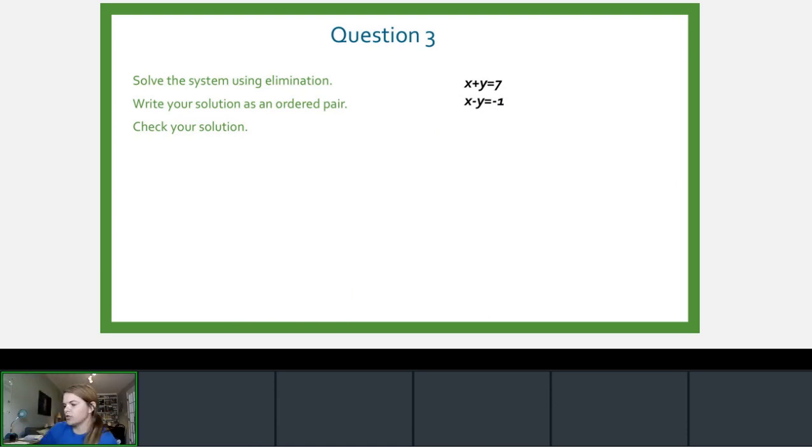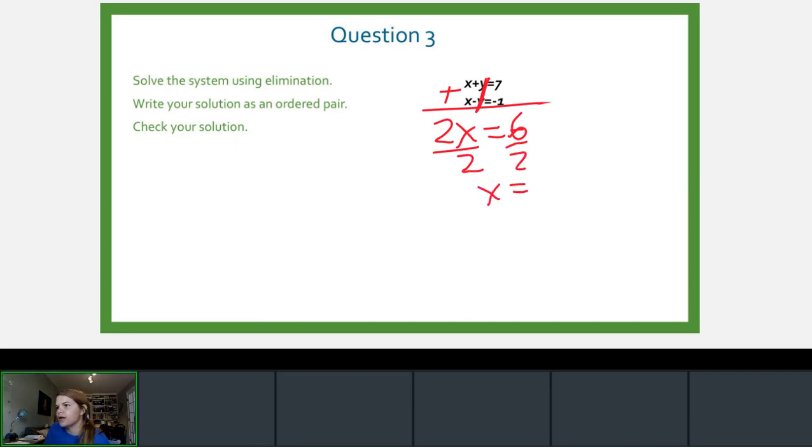Okay, let's check our coefficients of this one. We have 1 and 1, so we could subtract. If we look at our y values, we also have 1 and negative 1. I like adding more than I like subtracting, so we're going to go ahead and add these. x plus x is 2x. The y's are going to cancel out. 7 plus negative 1 equals 6. Divide everything by 2 so that our x value is 3.